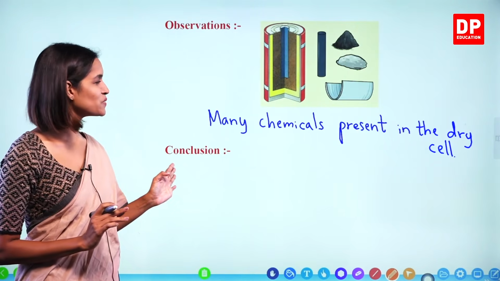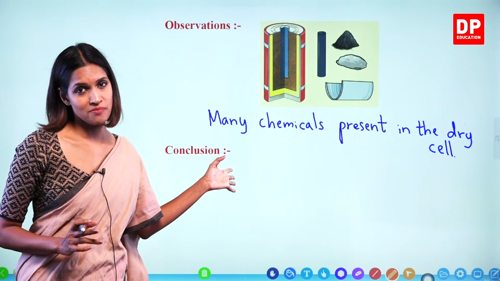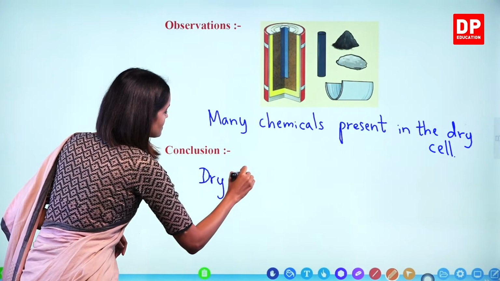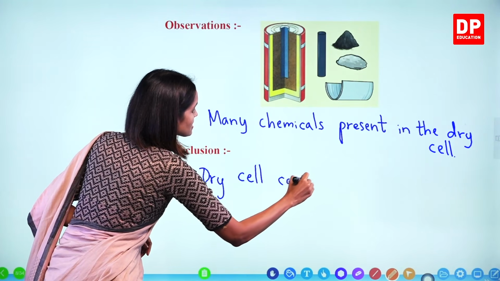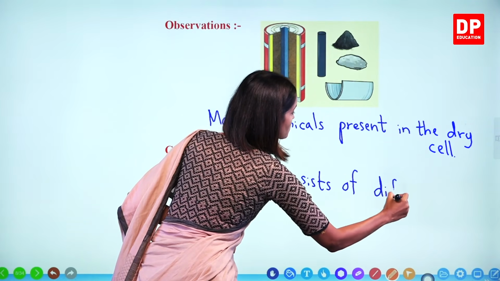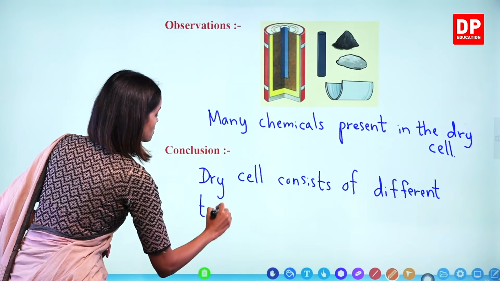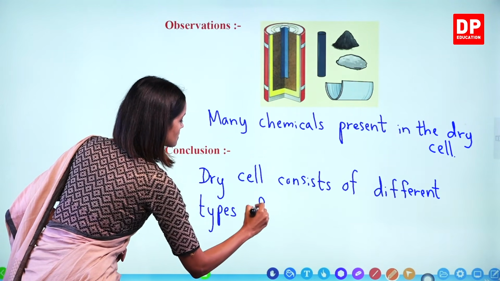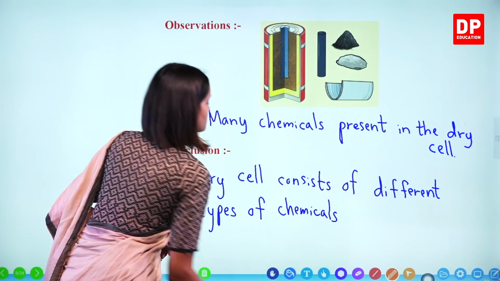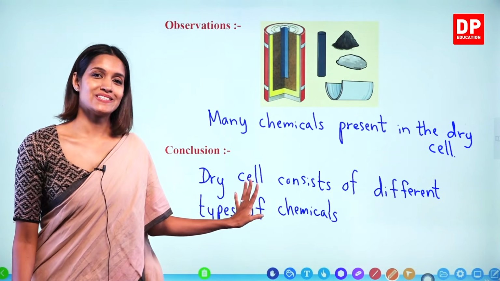Okay, so what is the conclusion? Conclusion is also the same. Dry cell consists of different types of chemicals according to this activity, right? Dry cell consists of different types of chemicals.